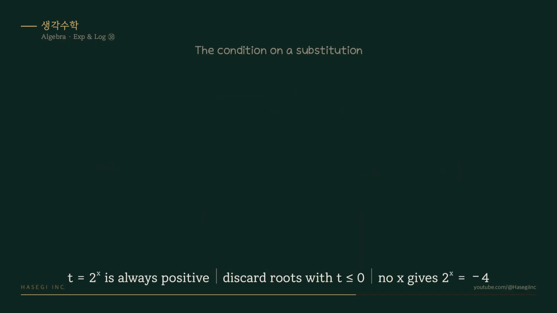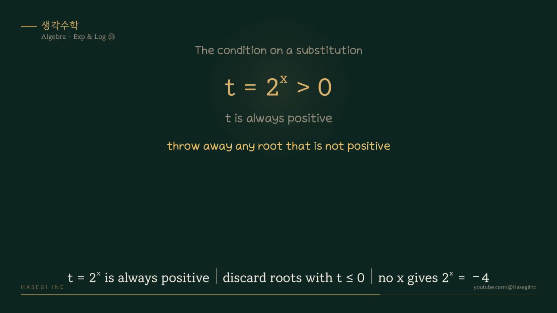There is one condition attached. Because t is a power of 2, t is always positive. So if the quadratic hands you a root that is not positive, that root must be thrown away. Suppose the quadratic gave you -4. No power of 2 can ever equal -4, so there is no such x.